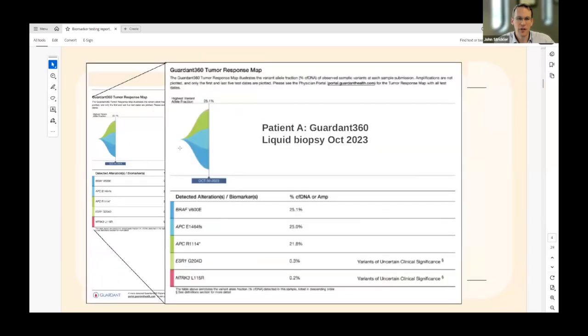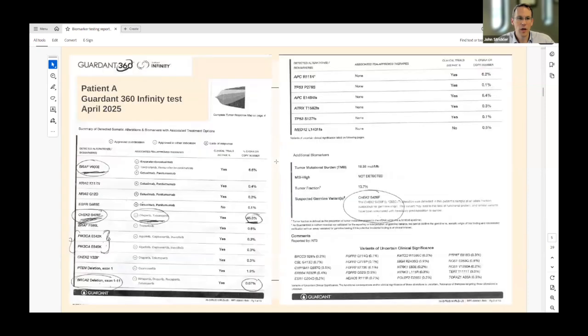And this is the second page. Let's actually dive into another report. So this is the same patient. This is the Guardant Infinity. They changed the test, and Infinity means it's got a lot more targets and it's looking for other things. Same patient still? Wow, this is very different.